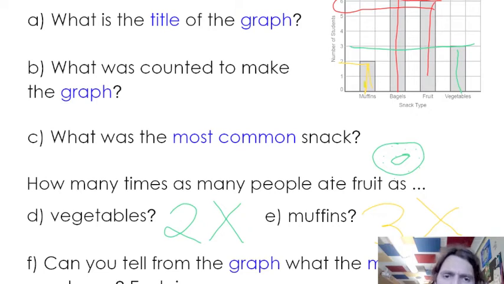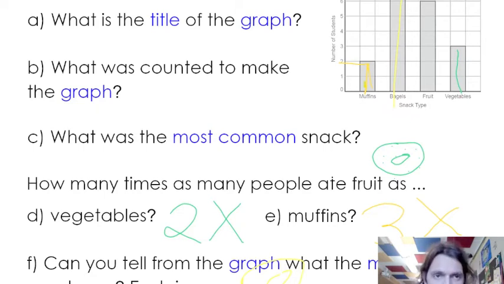If we go back and we look at which one was the most common, it looks to me like bagels were. So it looks to me like we can tell which one is the most common, so it's bagels. So remember our bagel that we drew here. And how could we tell? Because they had the most students who were eating the bagels. All right? Excellent. Let's move on.